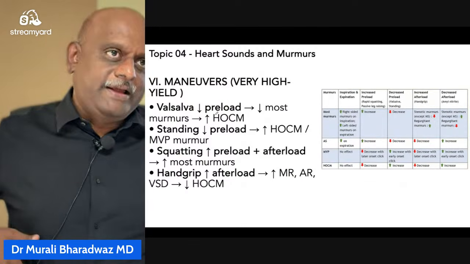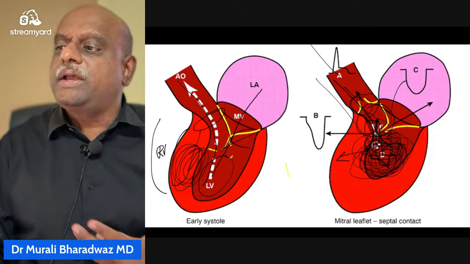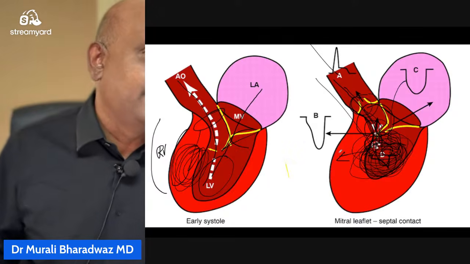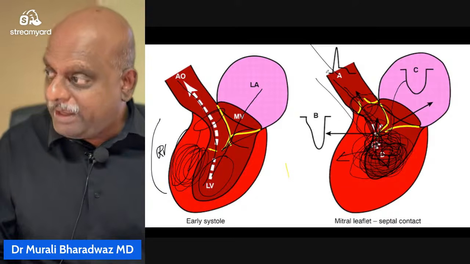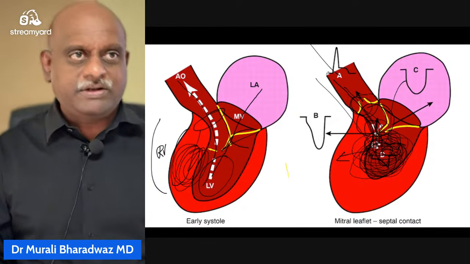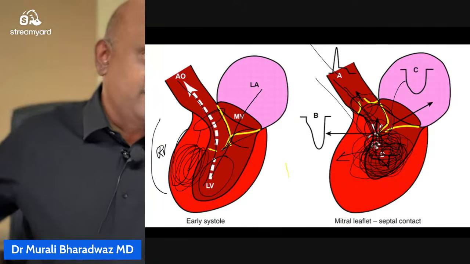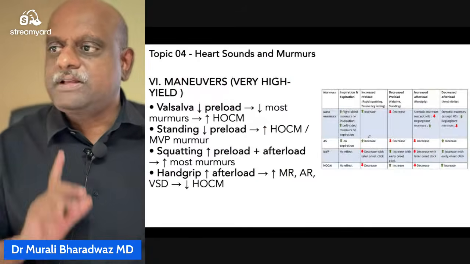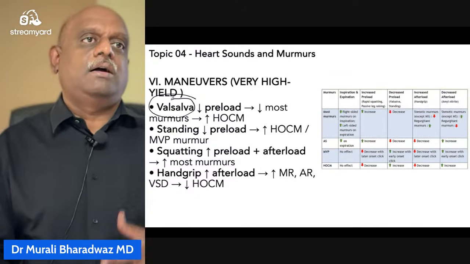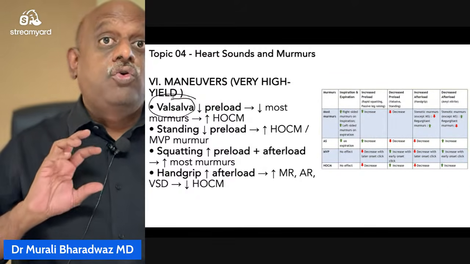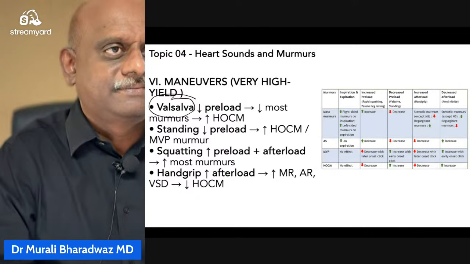Now, let us play the game. Anything that leads to a smaller chamber size will worsen the obstruction. Anything that makes the chamber size smaller will make the obstruction worse. Anything that makes the chamber size bigger will decrease it. Now, first let us see what happens when you do Valsalva. What is Valsalva? Forced expiration against a closed glottis. Valsalva.